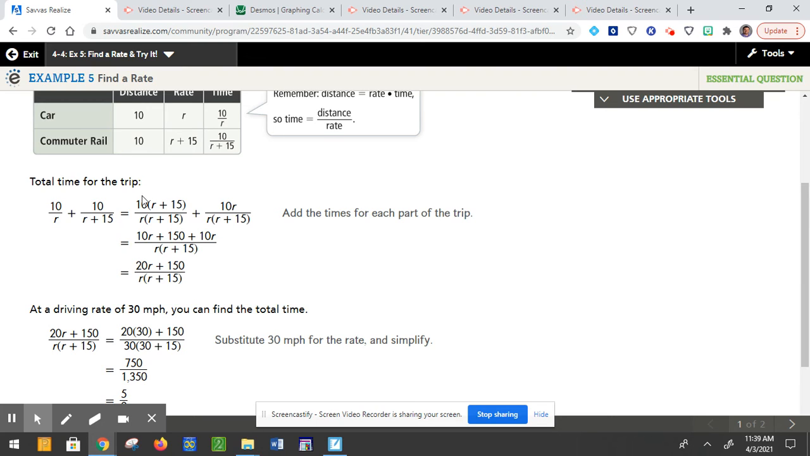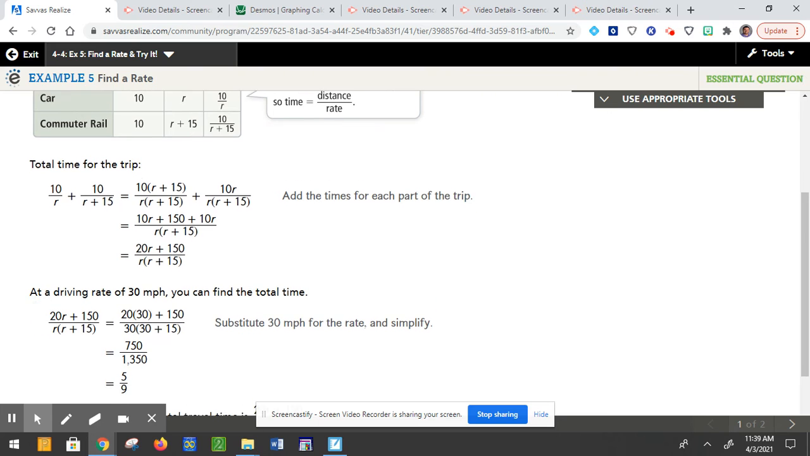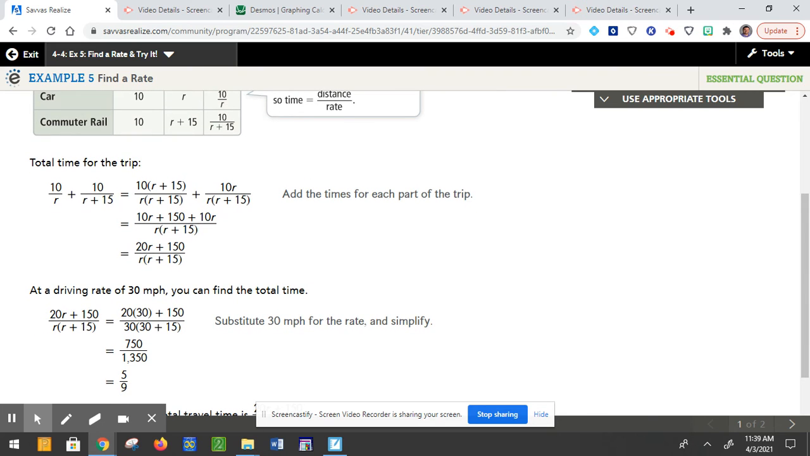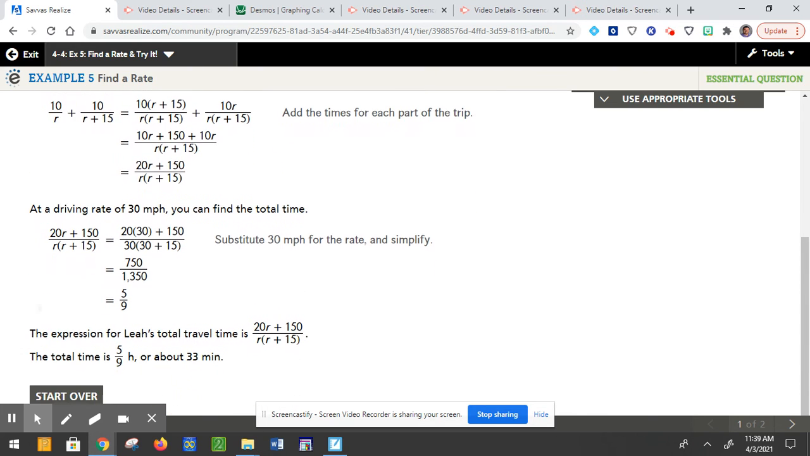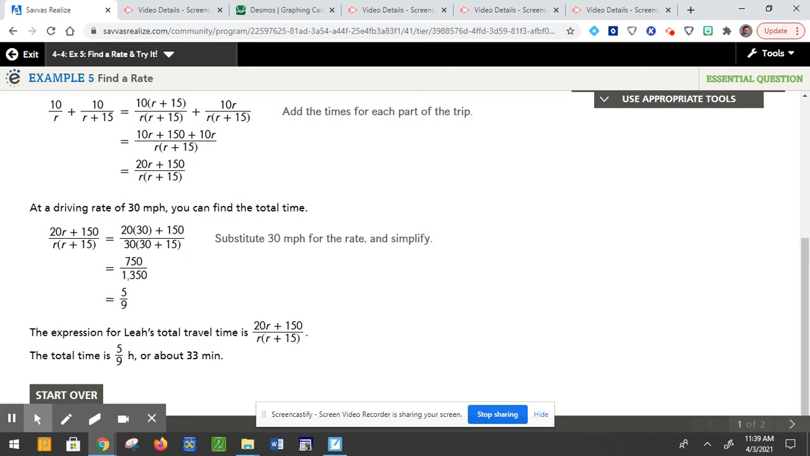So we're going to add them together, find a common denominator, which would be r times r plus 15, and you end up with 20r plus 150 over r times r plus 15. So that is the expression for the total time. In order to find the actual time, if 30 miles per hour is the car speed, substitute 30 in for r and you get 5/9. That means it takes about 5/9 of an hour, which you would never say that. So it rounds to about 33 minutes.